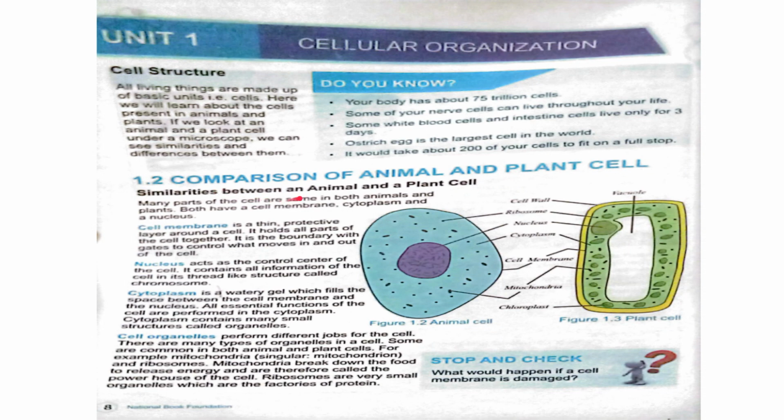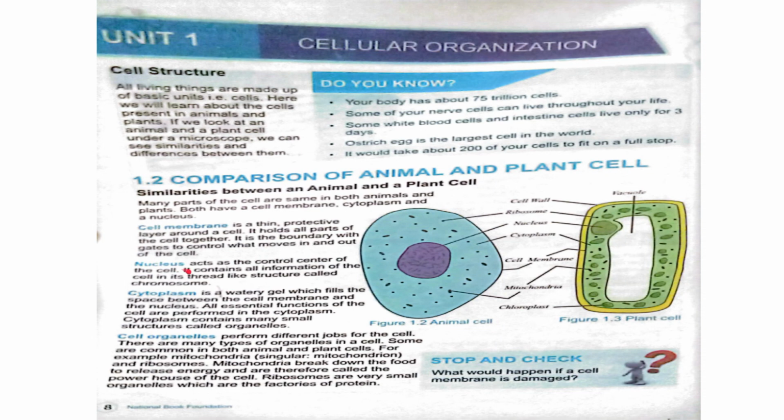Similarities between an animal and a plant cell. Many parts of the cell are same in both animals and plants. Both have a cell membrane, cytoplasm and a nucleus. Cell membrane is a thin protective layer around the cell. It holds all parts of the cell together. It is a boundary with gates to control what moves in and out of the cell.